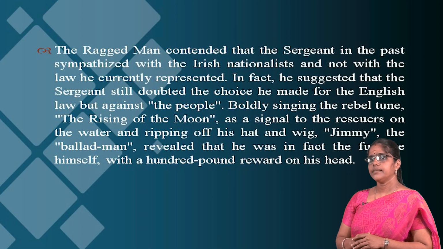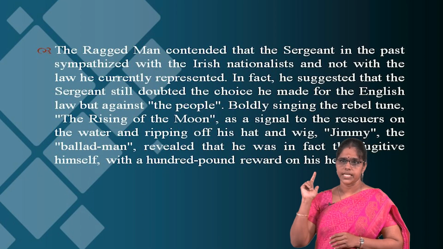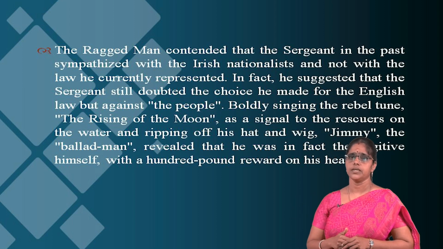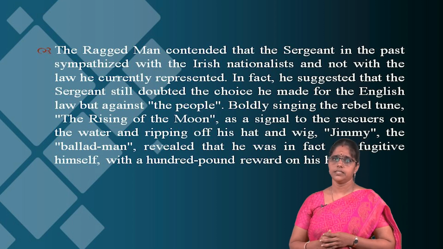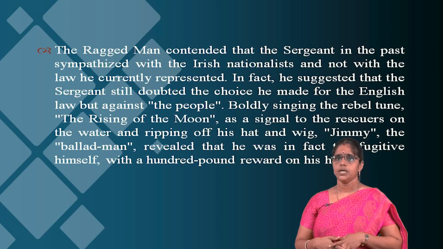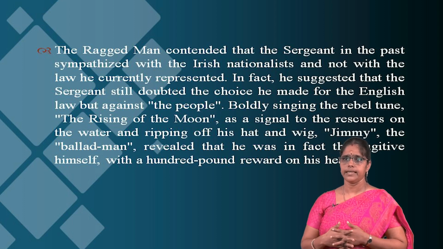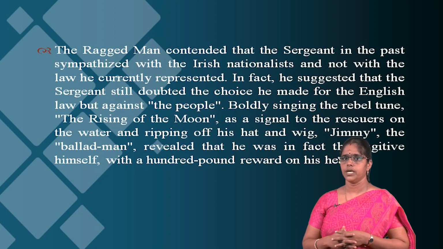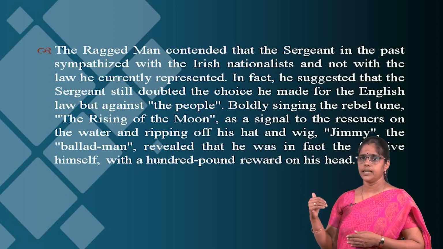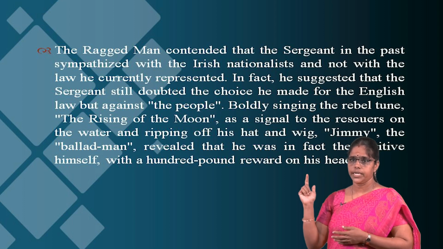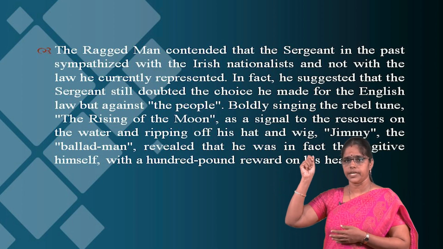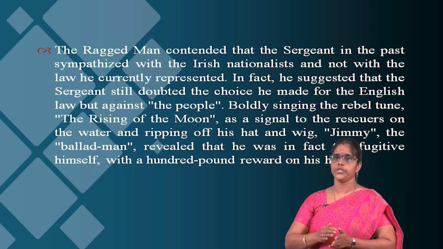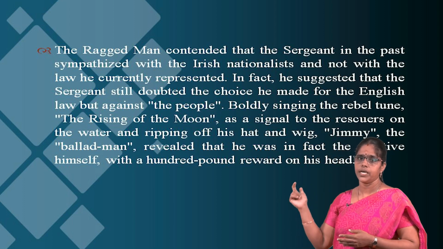The ragged man contended that the sergeant in the past sympathized with the Irish nationalists and not with the law he currently represented. In fact, he suggested that the sergeant still doubted the choice he made for the English law, but against the paper, boldly singing the rebel tune, The Rising of the Moon, as a signal to the rescuers on the water, and ripping off his hat and wig. Jimmy, the ballad man, revealed that he was in fact the fugitive himself, with a 100-pound reward on his head.